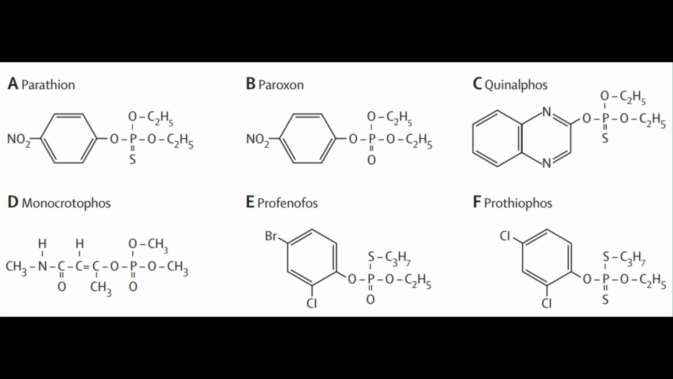Finally, the S-alkyl organophosphates. E, profenofos. Profenofos is an S-alkyl organophosphate with a sulfur atom linked to a propyl group. It can directly inhibit acetylcholinesterase upon absorption. F, prothiofos. Prothiofos is another S-alkyl organophosphate. It has two chlorine atoms and a sulfur atom attached to the phosphate. It needs to be converted to its active oxon form.